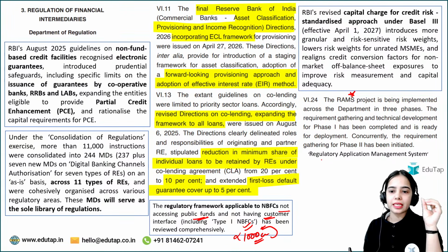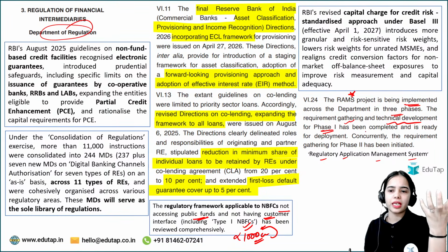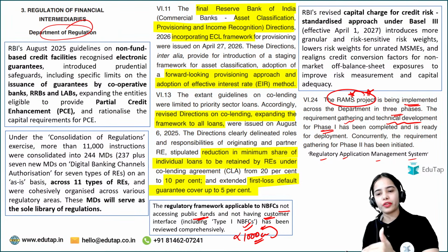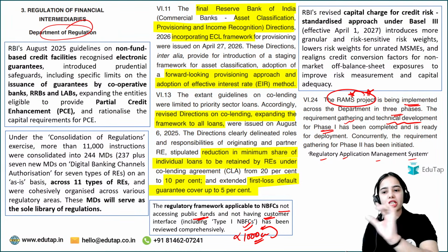RAMS project, that is Regulatory Application Management System project, is being implemented across the Department of Regulation in 3 phases, and the requirement gathering and technical development for phase 1 has been completed. So basically a new project is being implemented by the Department of Regulation, that is the Regulatory Application Management System.